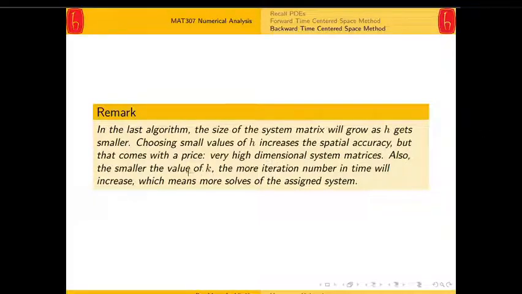Also, the smaller the value of k, the more the number of iterations in time will increase. If we shrink the k values, which is the step size in time, this means we need many more iterations to arrive at the final time. So that will also increase the computational complexity and computational effort, which means more solves of the assigned system are required.